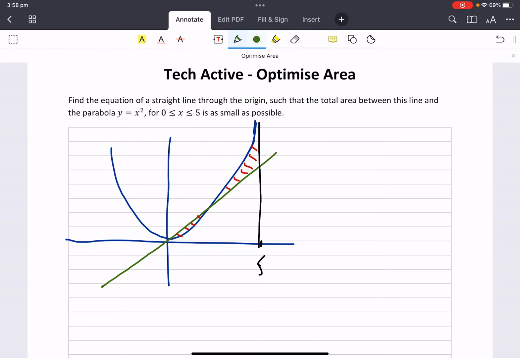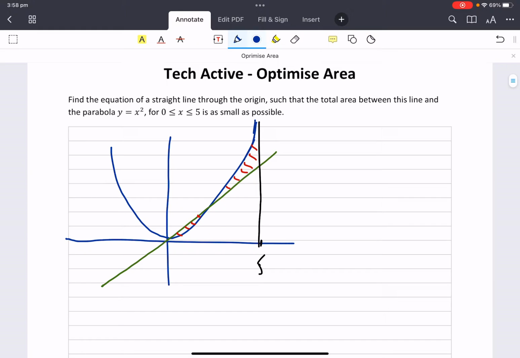Hopefully you see that if I did a completely different linear function, then I could end up with a truly massive area between the linear function and the parabola, and we don't. We want the smallest possible red area. So that diagram is the first thing.